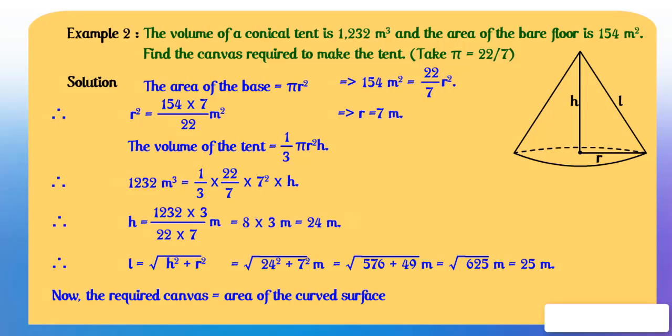Now, the required canvas is equal to the area of the curved surface, which is equal to pi RL, which is equal to 22 by 7 into 7 into 25 meters square, which is equal to 550 meters square.